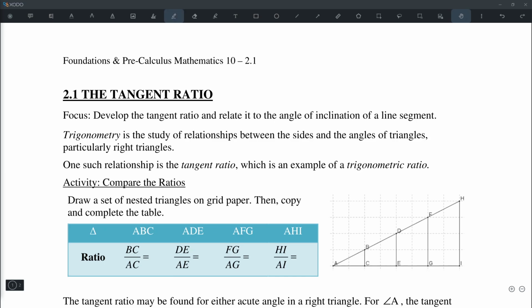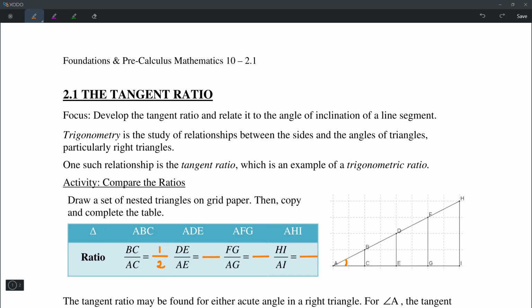Here on the right we have some nested triangles, and we'll note that they all share the angle A right here. We'll be examining the ratio of the opposite and adjacent side to the angle A for each of the triangles. For example, in triangle ABC, we see that the opposite side, BC, has length 1, and the adjacent side, AC, has length 2.